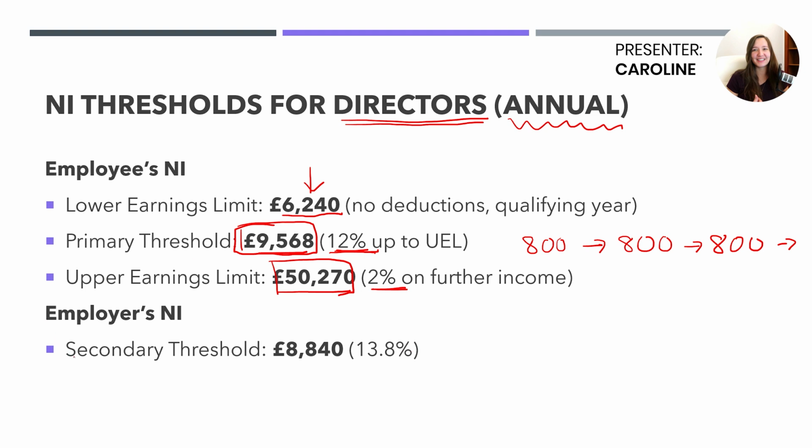And for the employer's national insurance, or the secondary threshold, it's £8,840 for the 2021-22 tax year. And again, it's the same exact rate at 13.8%.